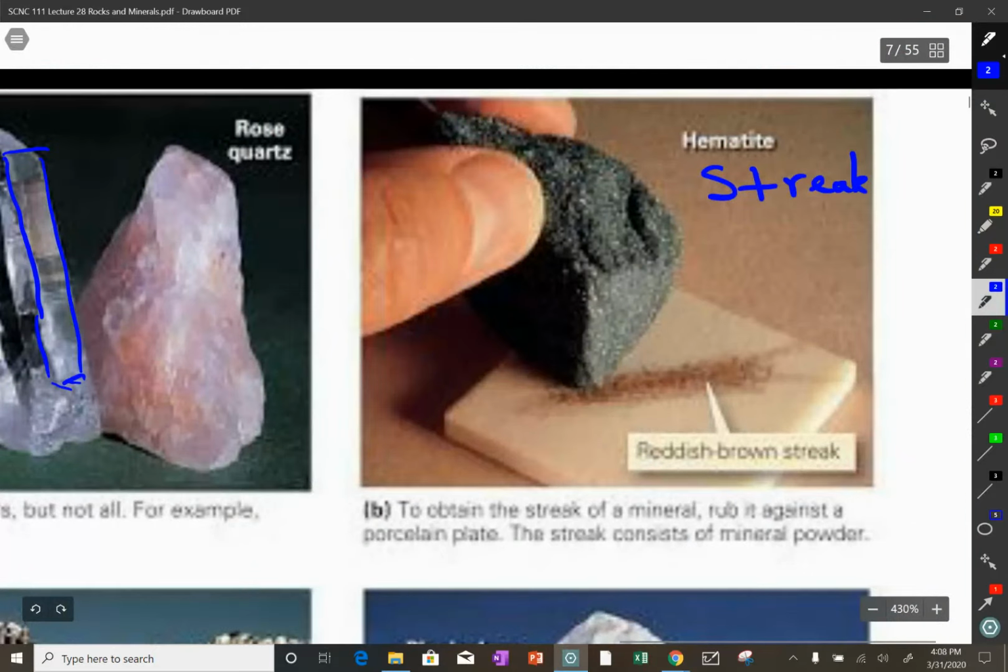When you measure streak, what you do is you rub the rock on a streak plate, a piece of porcelain, and you look at the color it leaves behind. If you look at this here, it looks like a black rock, right? It's hematite, it tells us. But when you rub it on that porcelain plate, it gives you a reddish brown color. So that's the streak of hematite. And so one of the things that a rock hound will do, they'll get this rock and they will scratch it on their little streak plate to see what color the streak is.